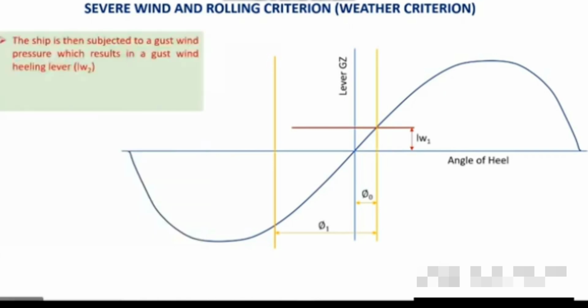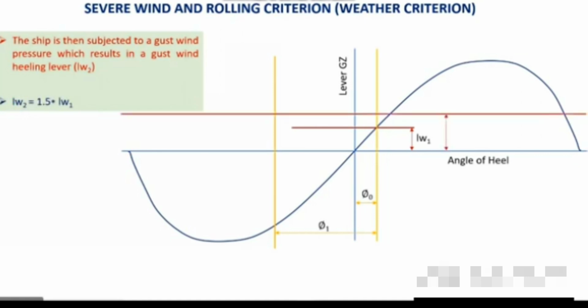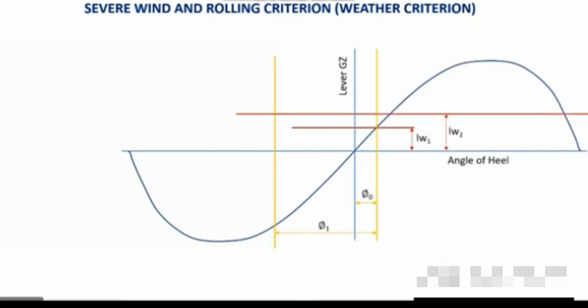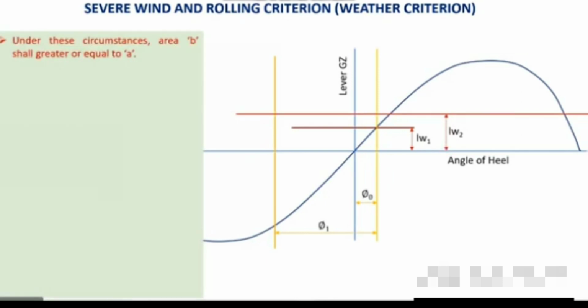The ship is then subjected to, immediately as the wave puts her into the wind, a gust wind pressure, which results in a wind lever LW2. And the convention code wants LW2 to be taken as 1.5 times LW1. So now we mark LW2 on the diagram. Under these circumstances, area B shall not be less than area A, or B shall be greater than or equal to A, whatever you want to say.